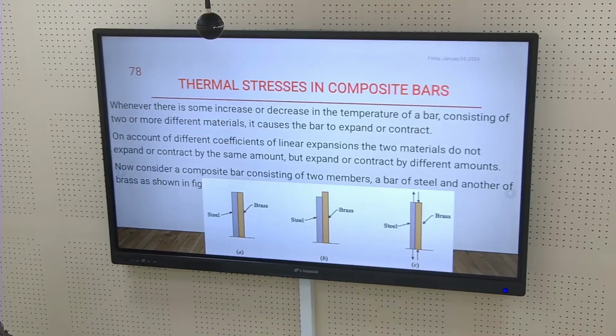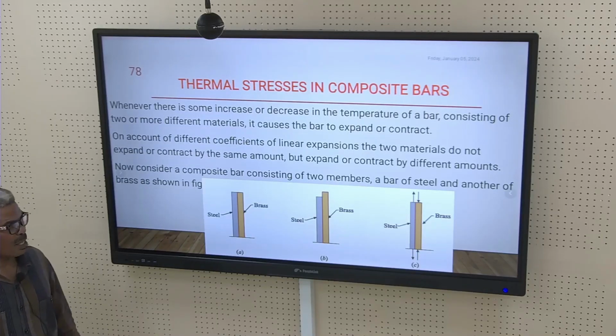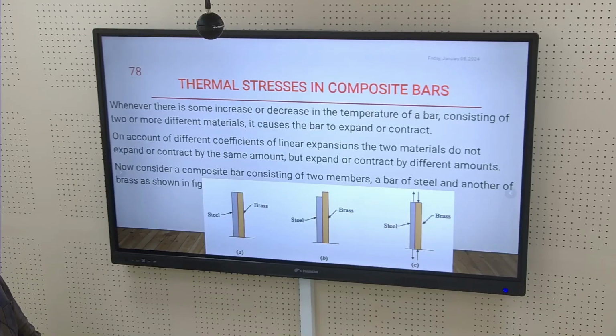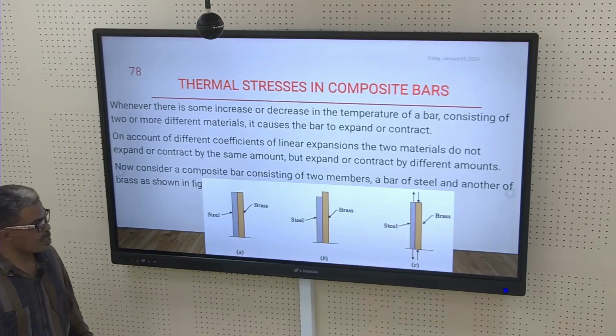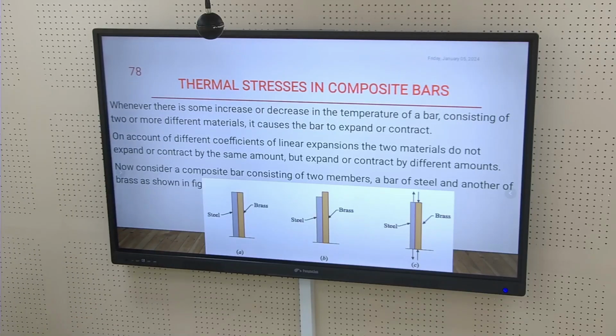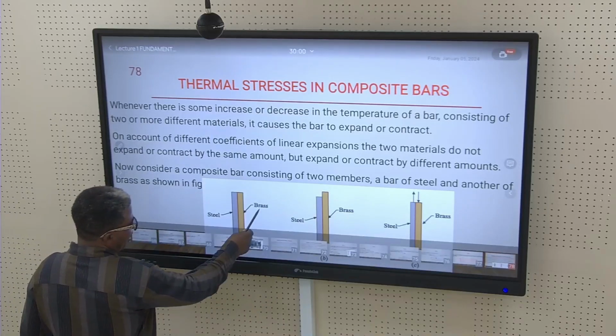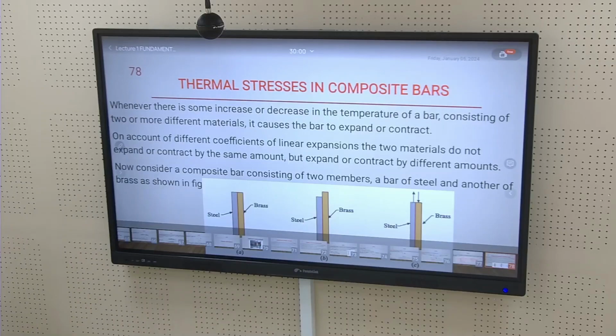So, thermal stresses in composite bars. Let's see for composite bars. Whenever there is some increase or decrease in the temperature of a bar consisting of two or more different materials, it causes the bar to expand or contract. On account of different coefficients of linear expansion, the two materials do not expand or contract by the same amount, but by different amounts. You can see that this is steel and the other one is brass, but they can expand differently regarding their coefficient of expansion or the structure of atoms within each element.